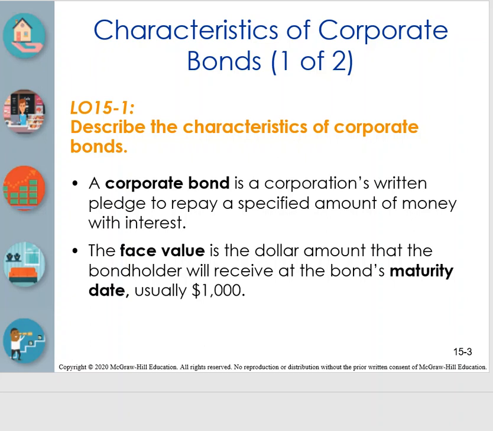The face value of the bond is the dollar amount that the bondholder will receive at the bond's maturity date, when the bond must be paid back. Usually bonds are issued at par or $1,000 value. However, there are different amounts.